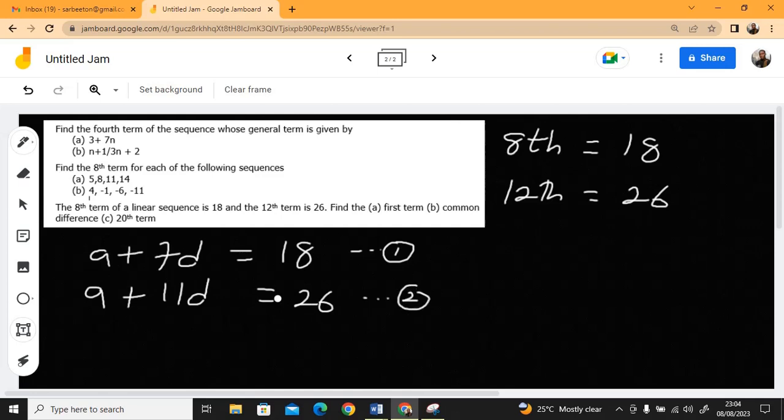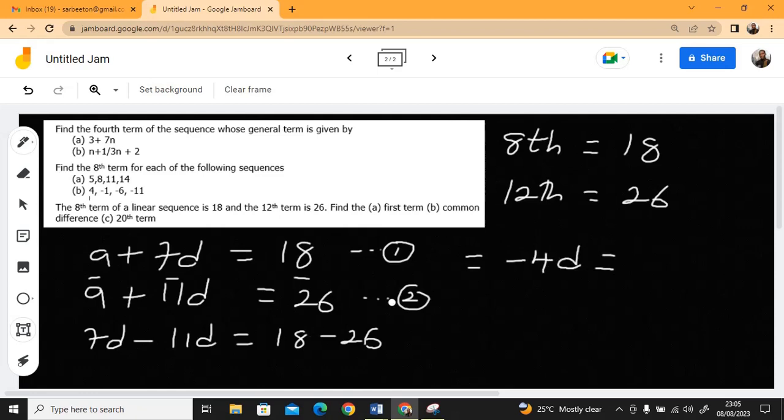Equation 2. Since this is a simultaneous equation and the values for a are the same, 1 and 1, I can use the elimination method and subtract, because a and a can cancel each other, since the invisible 1 is there. So a minus a gives me 0, and this one is cancelled off. So I have 7d minus 11d equals 18 minus 26. 7d minus 11d gives minus 4d, equals 18 minus 26, which gives minus 8.